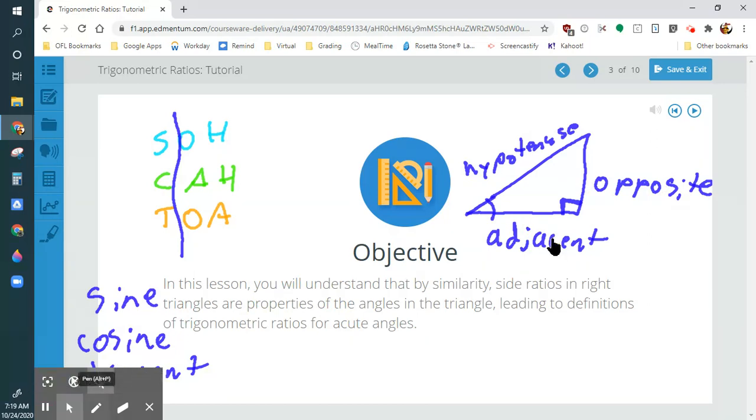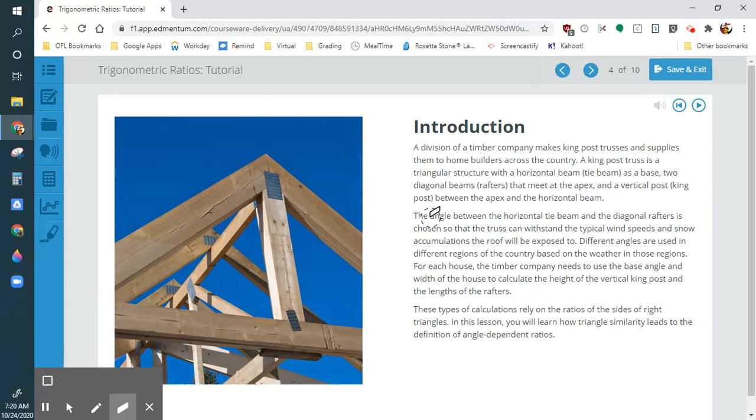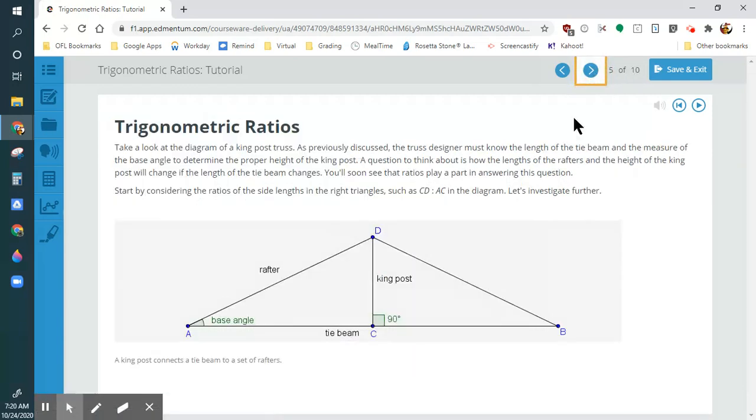So keep this in mind. Keep the SOHCAHTOA in mind: sine, cosine, and tangent. We're going to learn about it in this lesson. All right. So for the introduction, we're going to learn about how we can figure out angles based off the ratios.